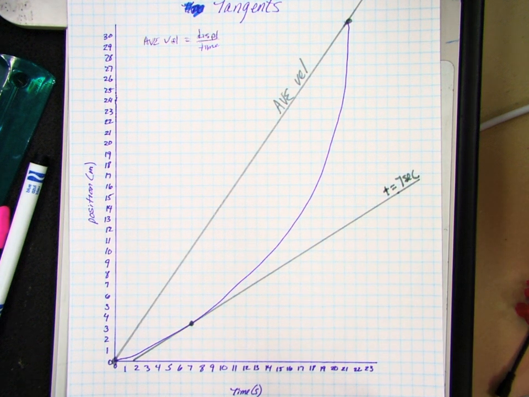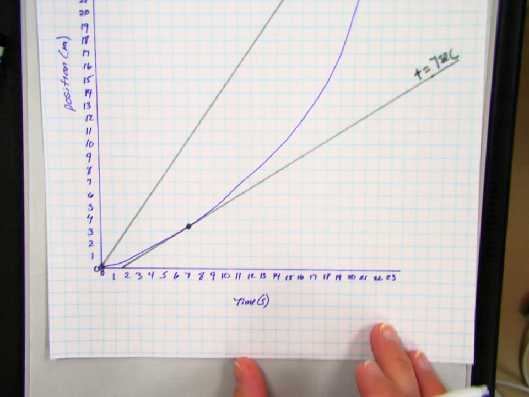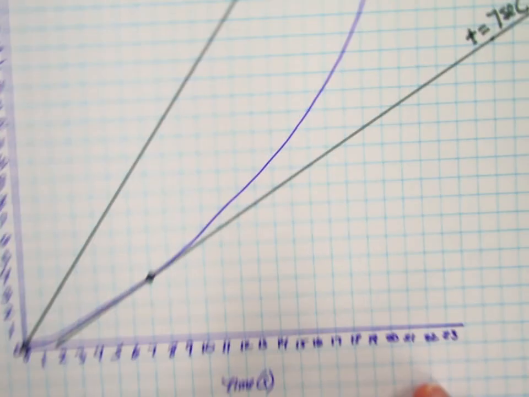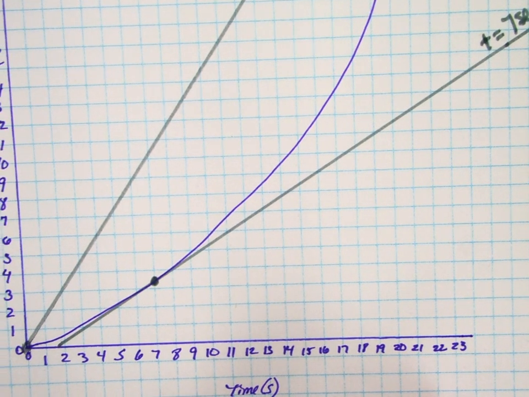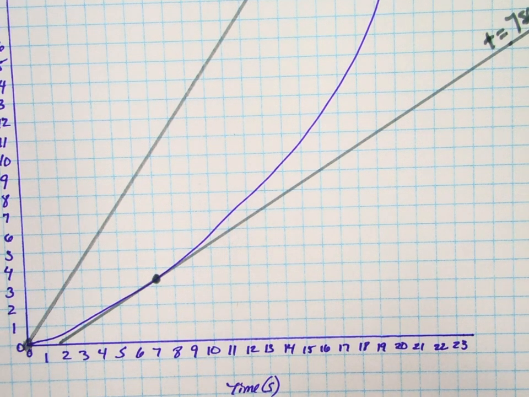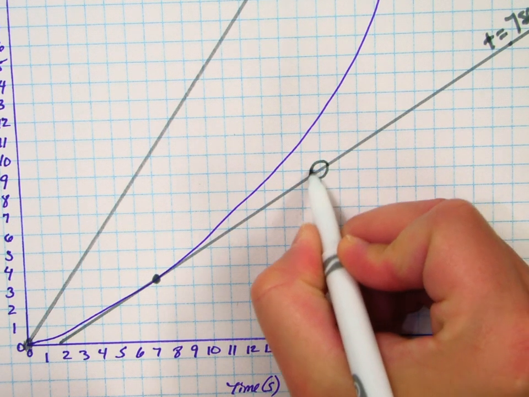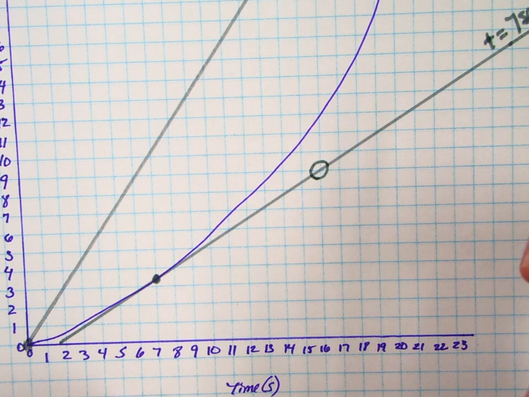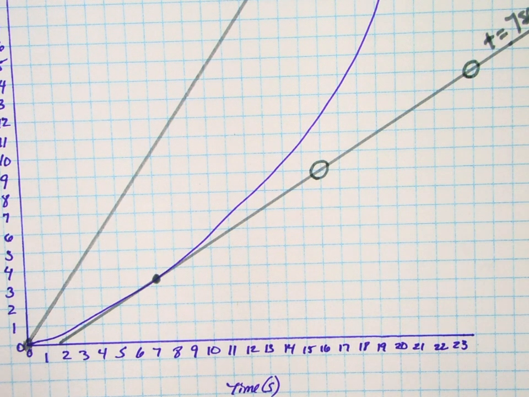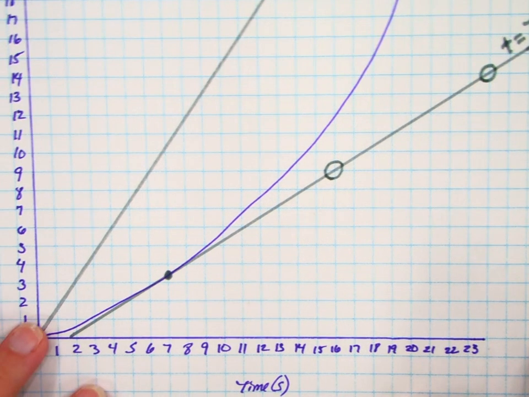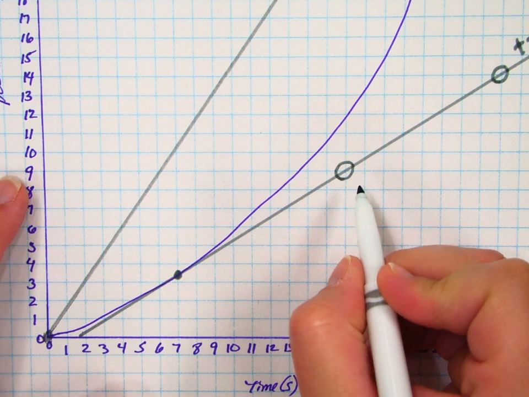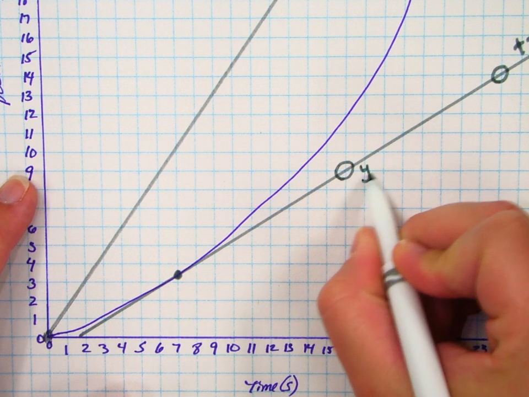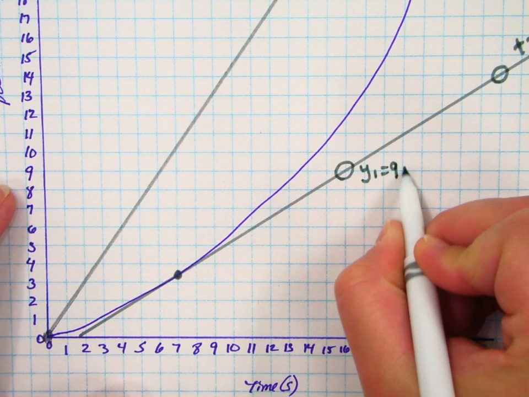Now I'm going to find the slope of this line. And I'm going to use points along this line that hit the grid exactly, anywhere along this line. So I'm going to use this point right here. I'm going to use this point right here. And I'm still labeling these points like I should be. So y1 equals 9 meters.